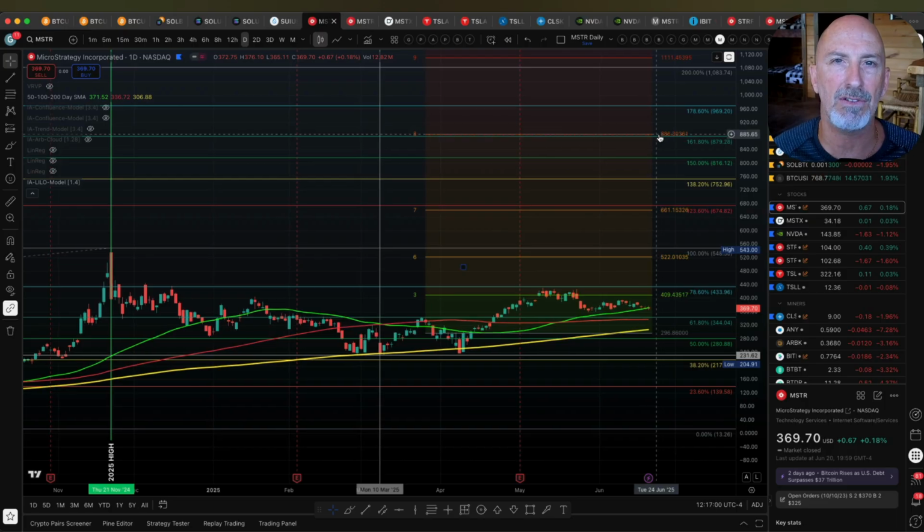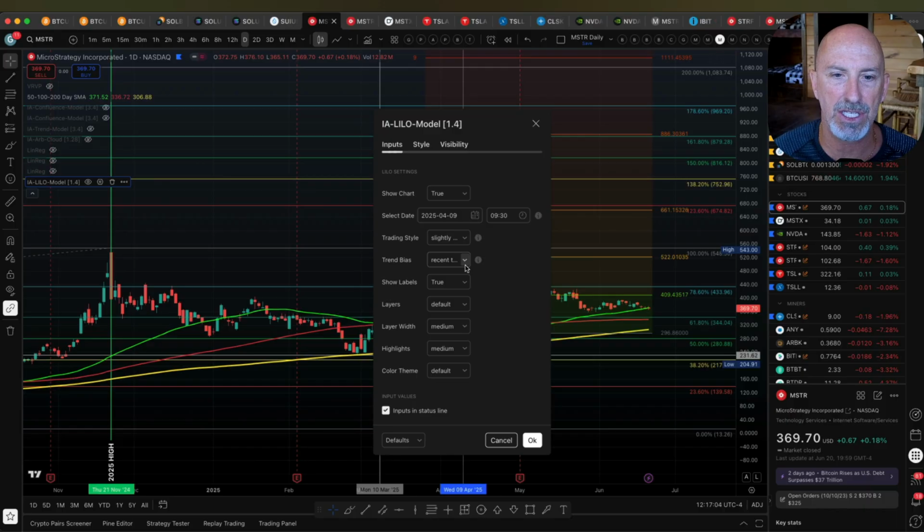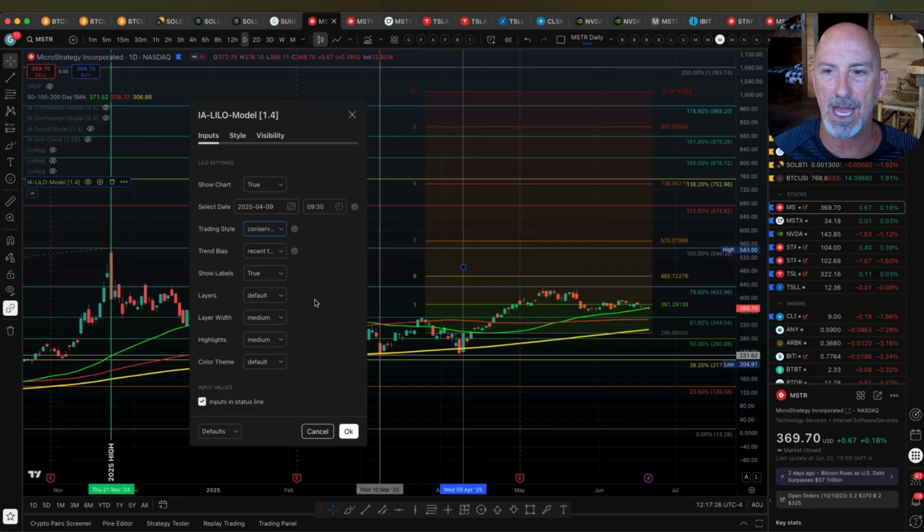So if those are the levels that we should kind of target per what InvestAnswers has suggested with the LILO model, I feel like those are a little bit high in my opinion. Right? That level 8 may be a little bit high for this cycle. So especially if I'm thinking about over the next year. So instead, what I'm going to do is bring this from slightly conservative to conservative and see where that brings it down to. And that brings level 8 down to 738 and level 7 to 570.